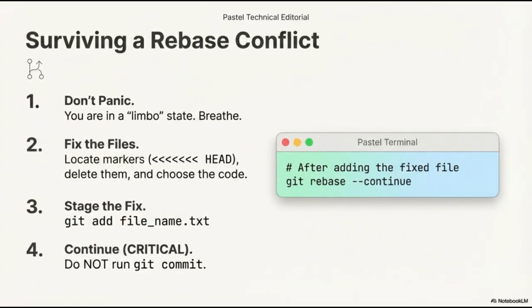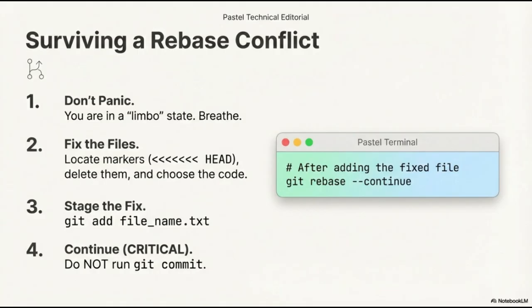When you encounter a rebase conflict, the first and most important step is to stay calm. You are currently in a limbo state, where Git has paused its operation, giving you the necessary time to resolve the issue. Next, you need to fix the files. Open any files flagged with conflicts and locate the markers starting with several less than signs and HEAD. Your job is to choose the correct code, merge the changes if necessary, and delete the markers themselves.